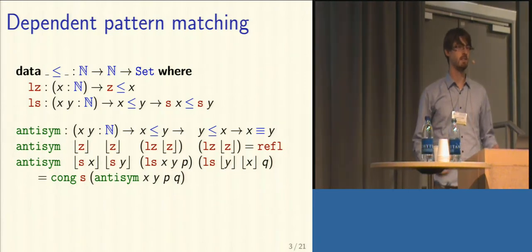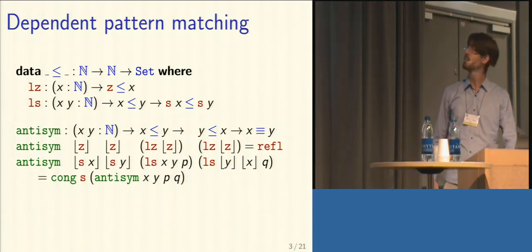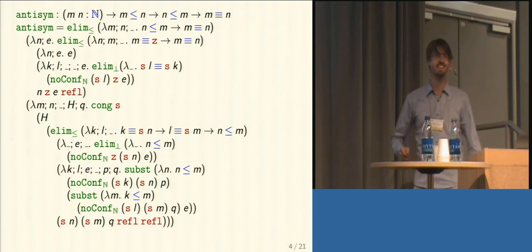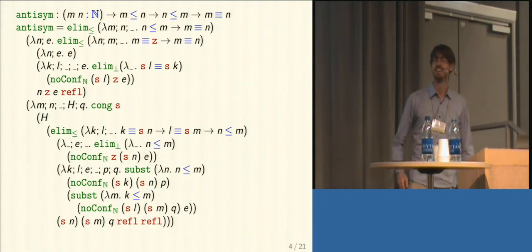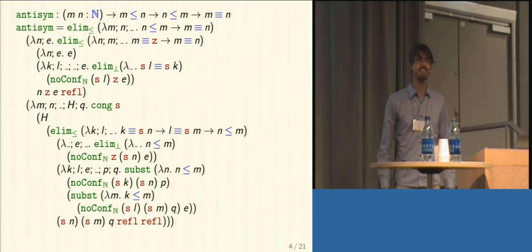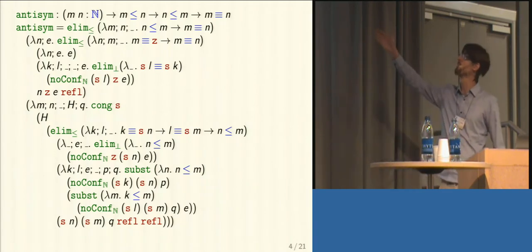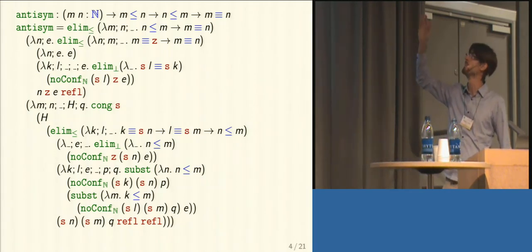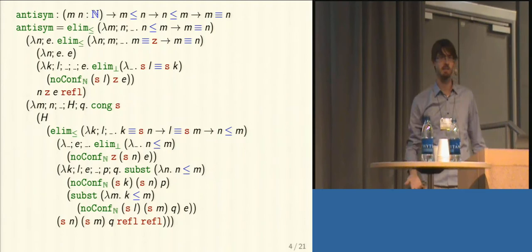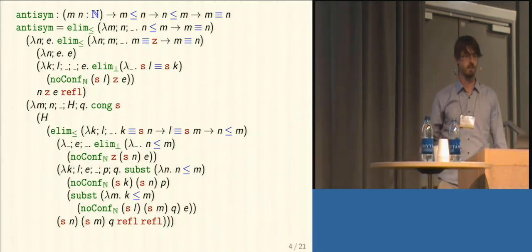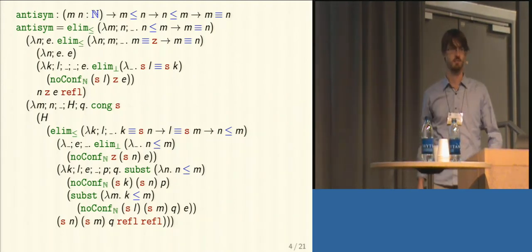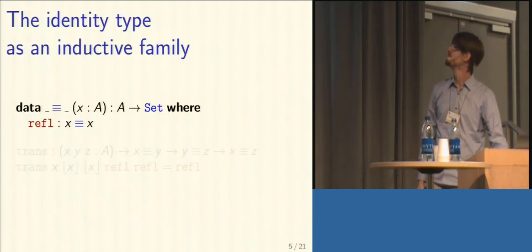Now, in a language with dependent types but without pattern matching, this proof would look like this. It's quite a bit more complicated. We can still see some parts of the proof, for example, the eliminator for less than or equal corresponds to the case split. But there's a lot of extra work we need to do to finish this proof.